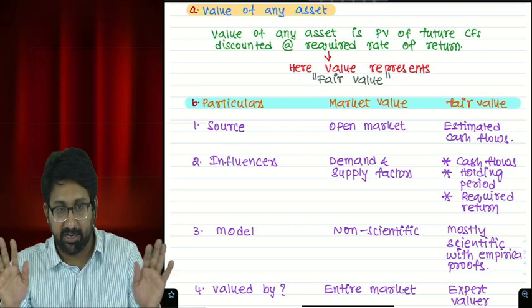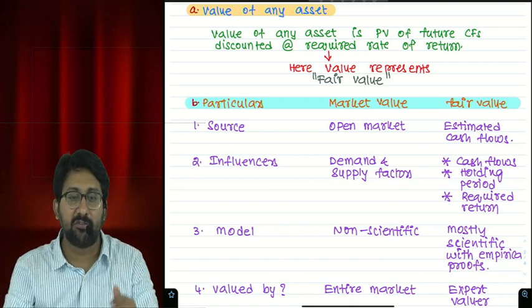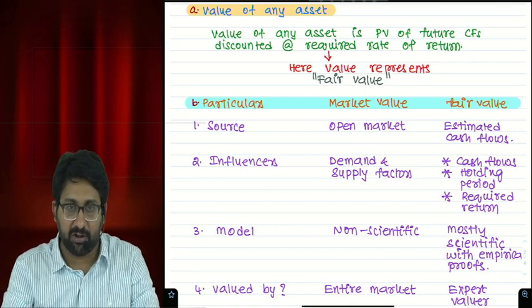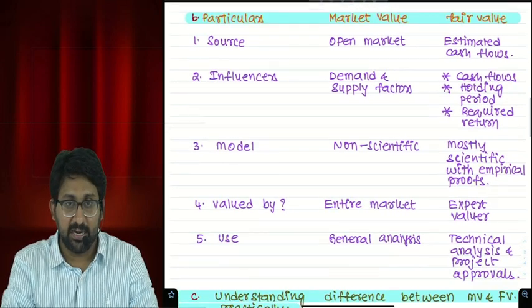Okay, so listen carefully to the point now. The value of any asset is the present value of its future cash flows discounted at a required rate of return. Here value represents a fair value, not the prices. Let's see the difference now.